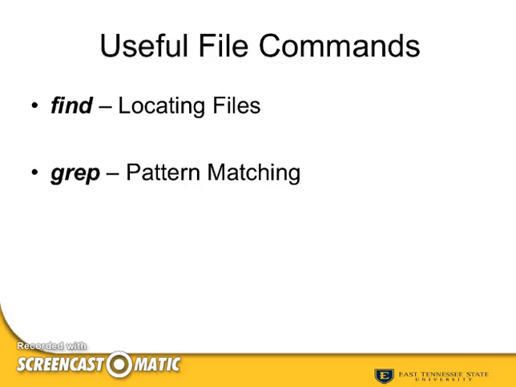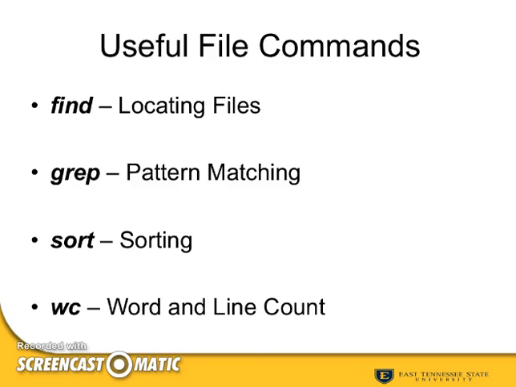The grep command is used for pattern matching. It searches the named input file for lines that match the given pattern and prints those matching lines. If there are no matches, it will not print anything to the screen. The sort command sorts the contents of a file and prints the sorted list to the screen. The wc command reads either standard input or a list of files and prints the number of lines, words, and bytes to the screen. Now let's open up a Linux terminal to see how each of these commands work.